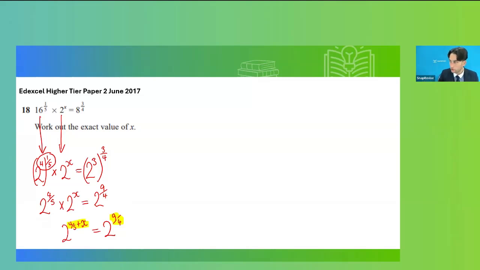We can just ignore the 2's. If 2 to that number, whatever it is, is the same value as 2 to that number, those two numbers have to have the same value. It's got to be the same thing. So I can literally write 4/5 plus x equals 9/4.